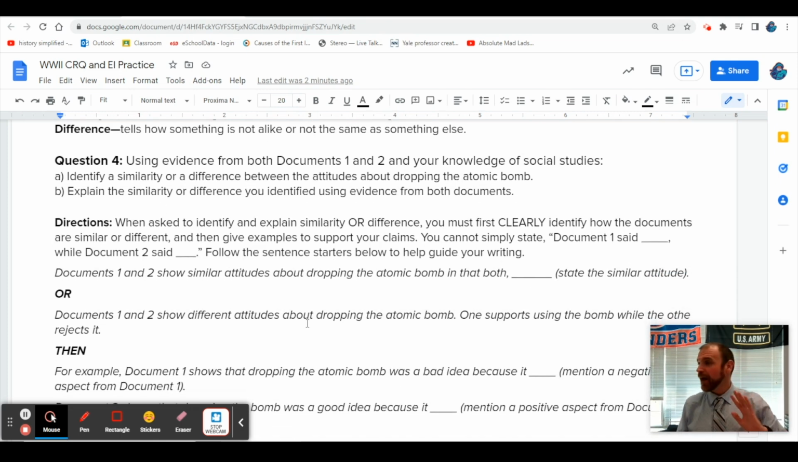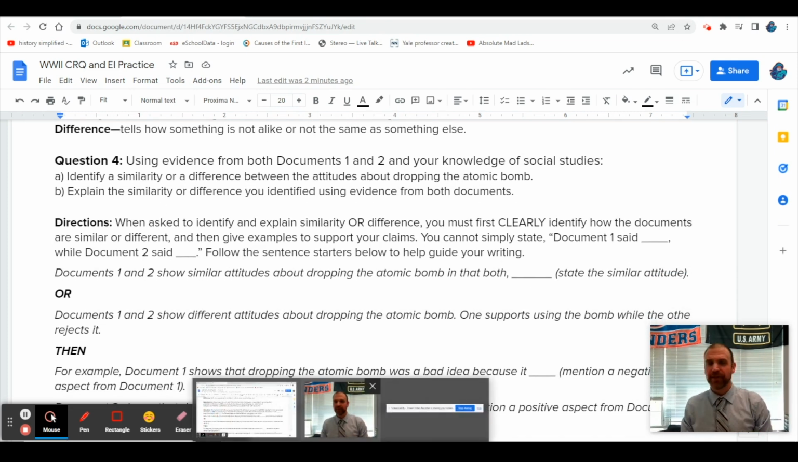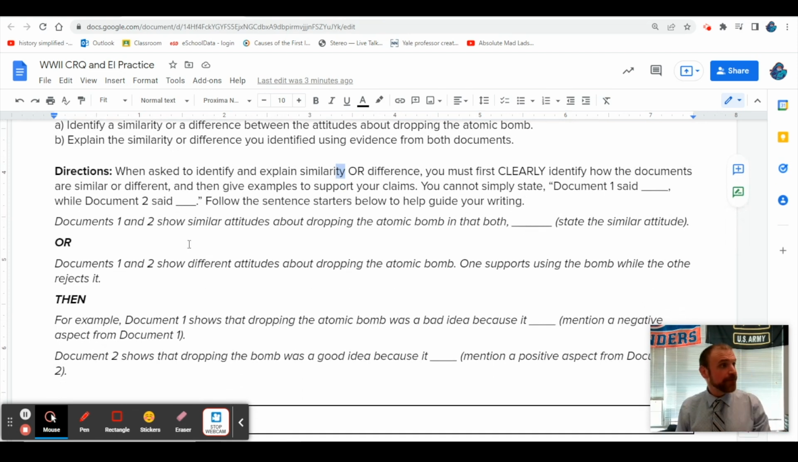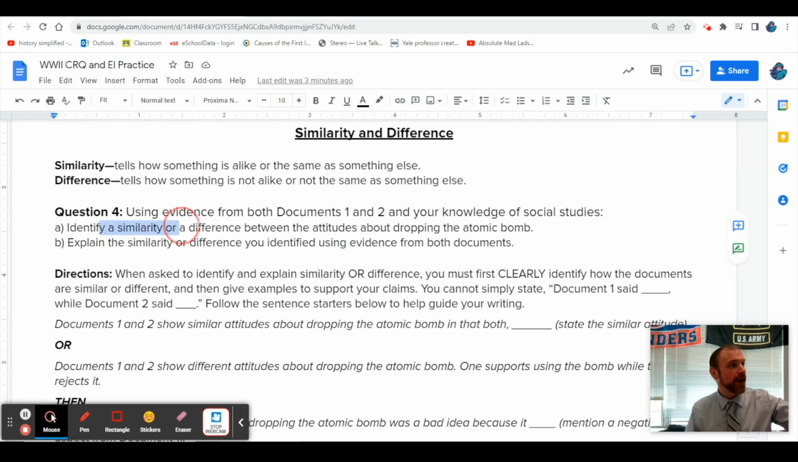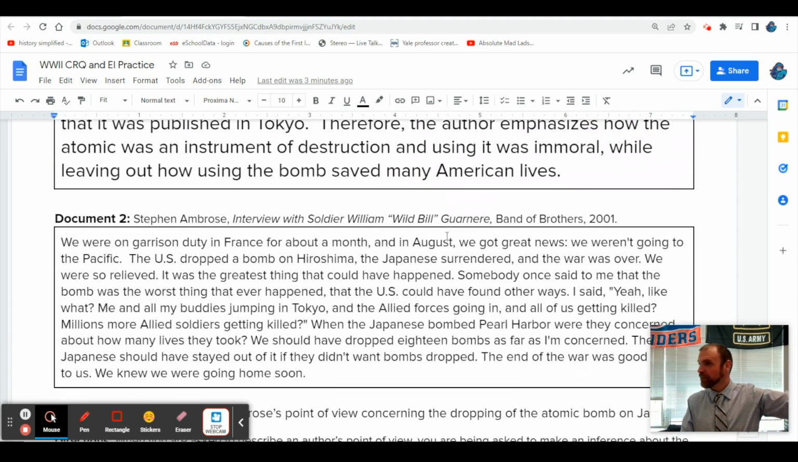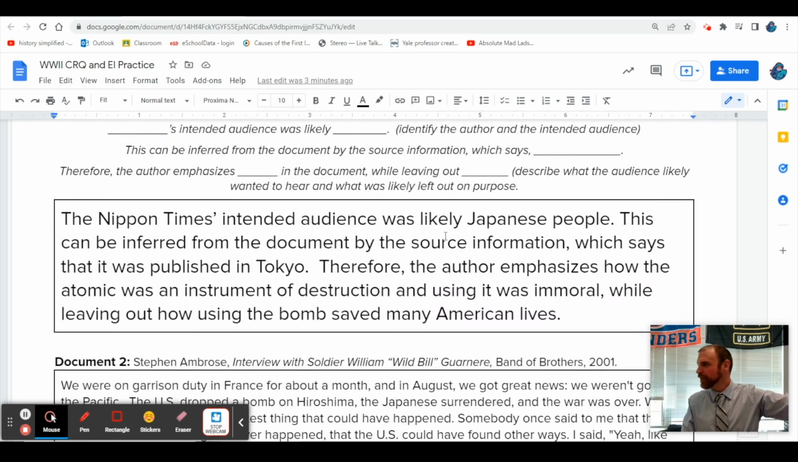But it's not enough. And on the midterm exam, I was really generous about this because we haven't really practiced this a lot. Okay, it's not enough to say document 1 said this, but document 2 said that. That's not clear enough. You have to identify what the difference or similarity is and then give examples from each document. Okay? So if you were asked this question, right? Identify a similarity or a difference between the attitudes about dropping the atomic bomb. Are the attitudes similar in these documents or different? That should be really, really clear.